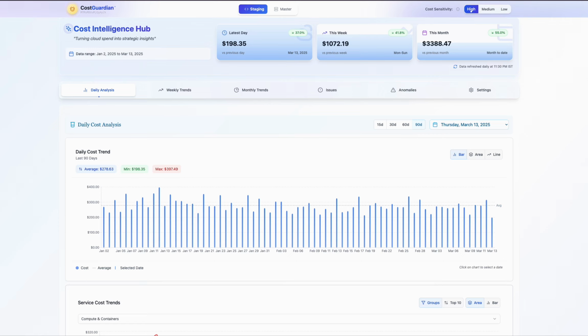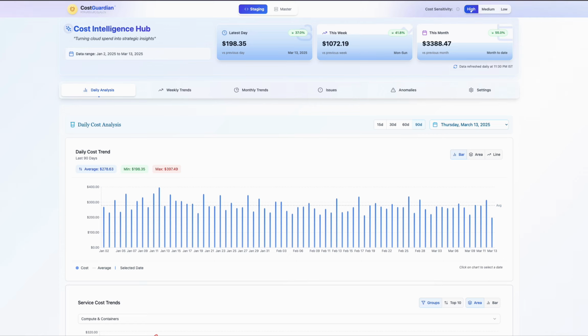We built CostGuardian to help everyone from DevOps engineers to FinOps managers, or anyone interested in tracking AWS cost. Easily understand the cost pattern, identify the issue, and streamline management in one place. So let's start the demo.